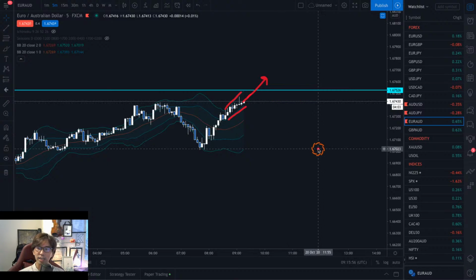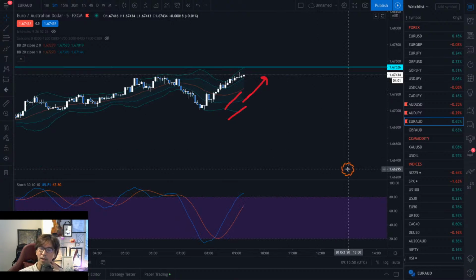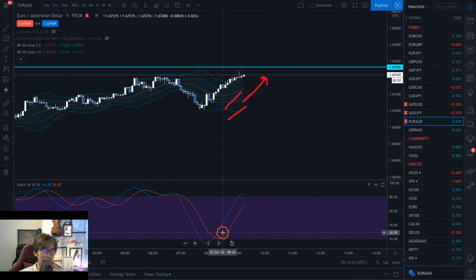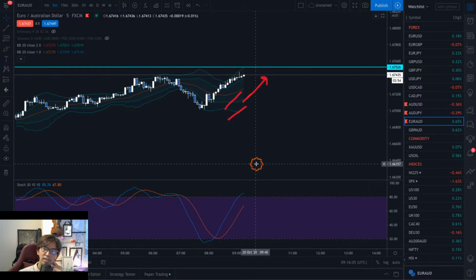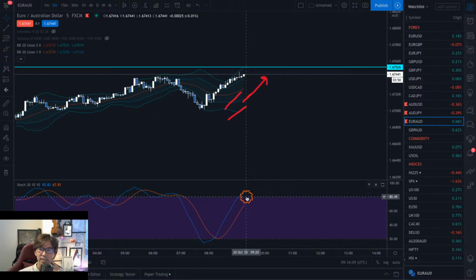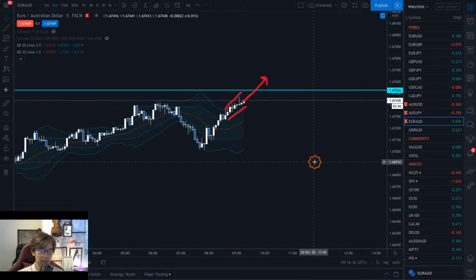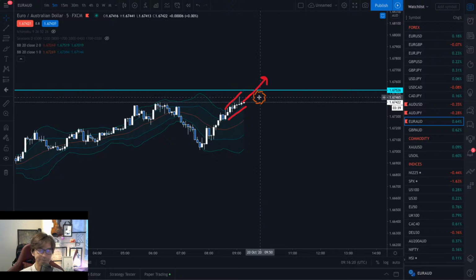Let's look at the stochastics. Okay, stochastics already made a gold cross way in the back and it's just going up right now. So the next thing that's going to happen is a dead cross. So we can't take this stochastics as the confirmation to buy. So far we have only Bollinger Band walking.